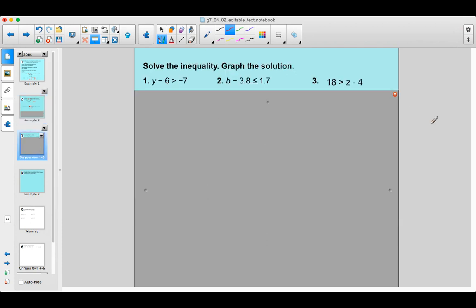Okay, what I'd like you to do is try to pause the video and solve these 3 inequalities. If you're able to, graph the solution as well, and then we'll be going over them.